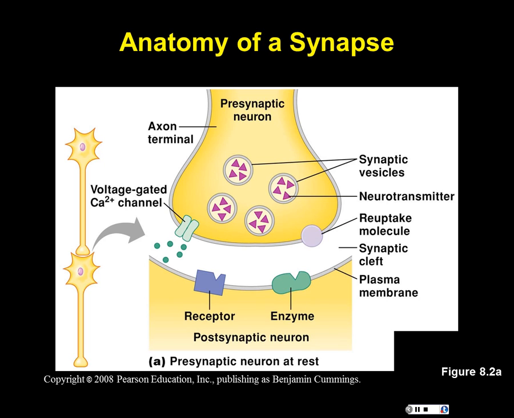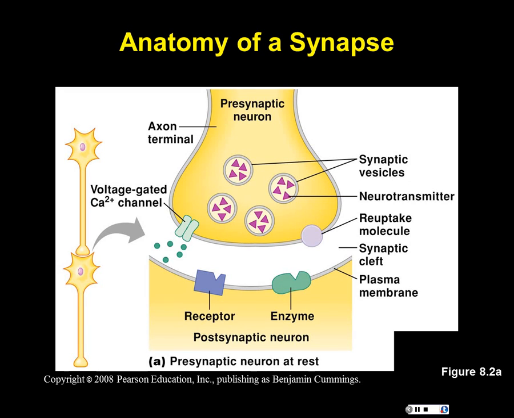So the neurotransmitter is not effective unless it interacts with a receptor. The receptor, go back to chapter 5, will probably open or close an ion channel, or do what? Activate a second messenger system. We're going to work on the presumption that we're opening or closing an ion channel at the postsynaptic cell. What's new to us is something called a reuptake molecule and an enzyme.